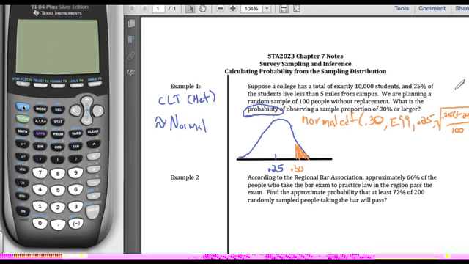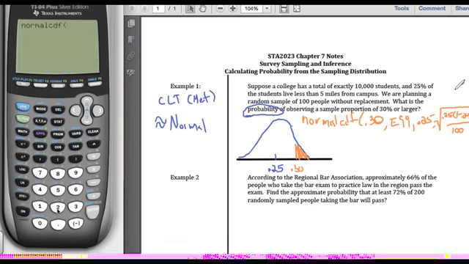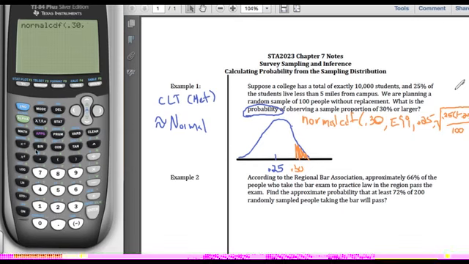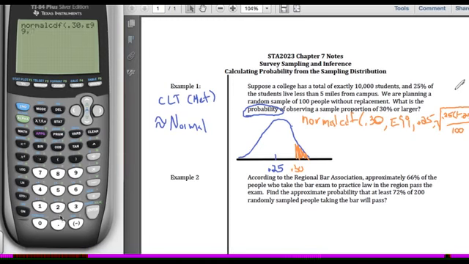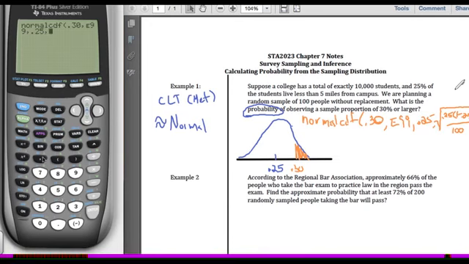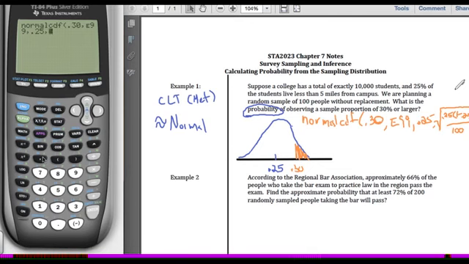So to get that normal CDF, recall you hit second VARS, it's number 2. I'm going to go with 0.30 as my lower bound, E99 as my upper bound, 0.25 as my mean, and then that standard error, just type it in all at once. Don't calculate it ahead of time because that little bit of rounding can throw the answer off just enough in my stat lab that it counts it incorrectly. So just type it in all at once.